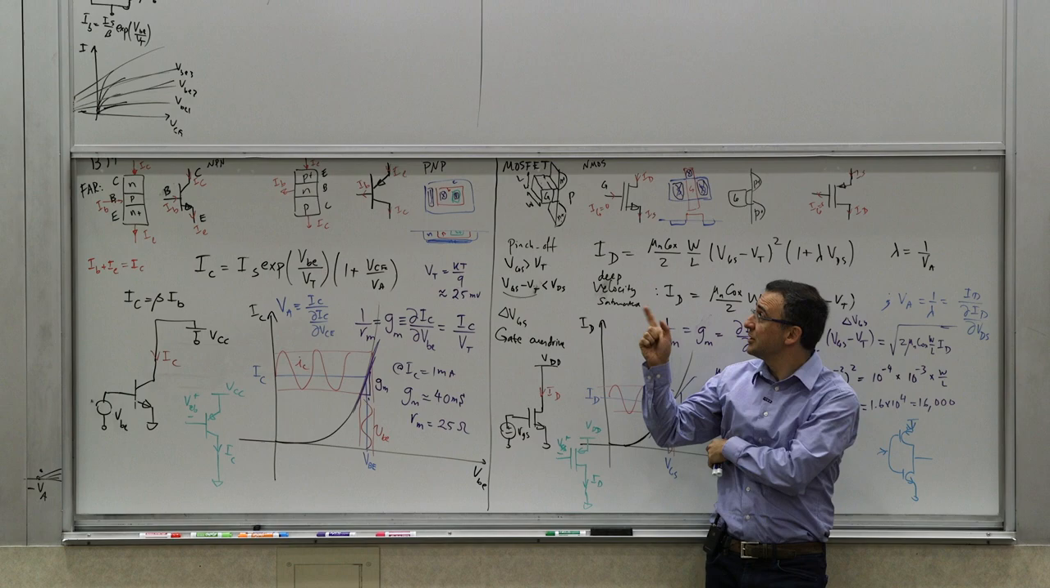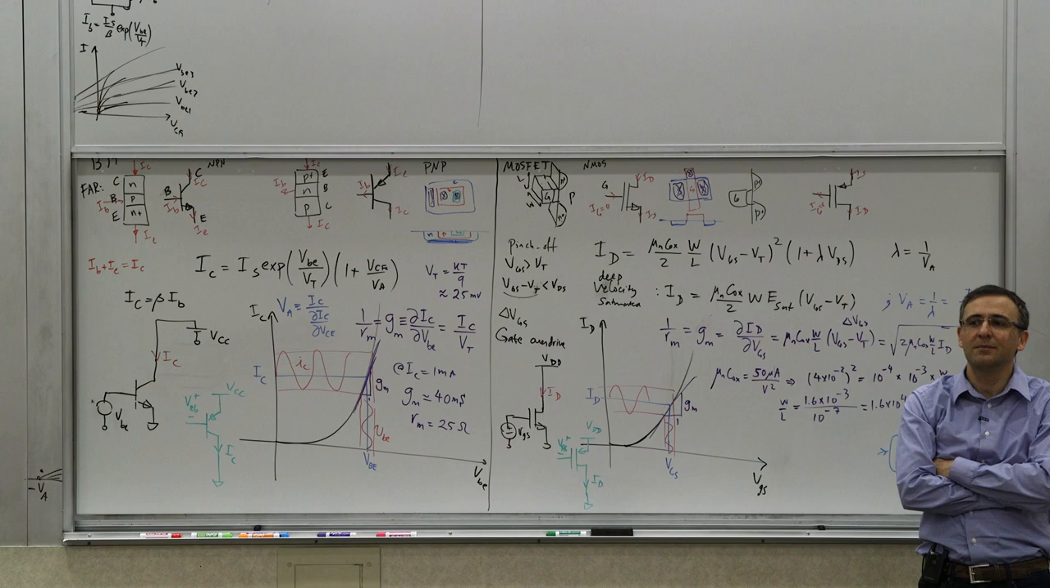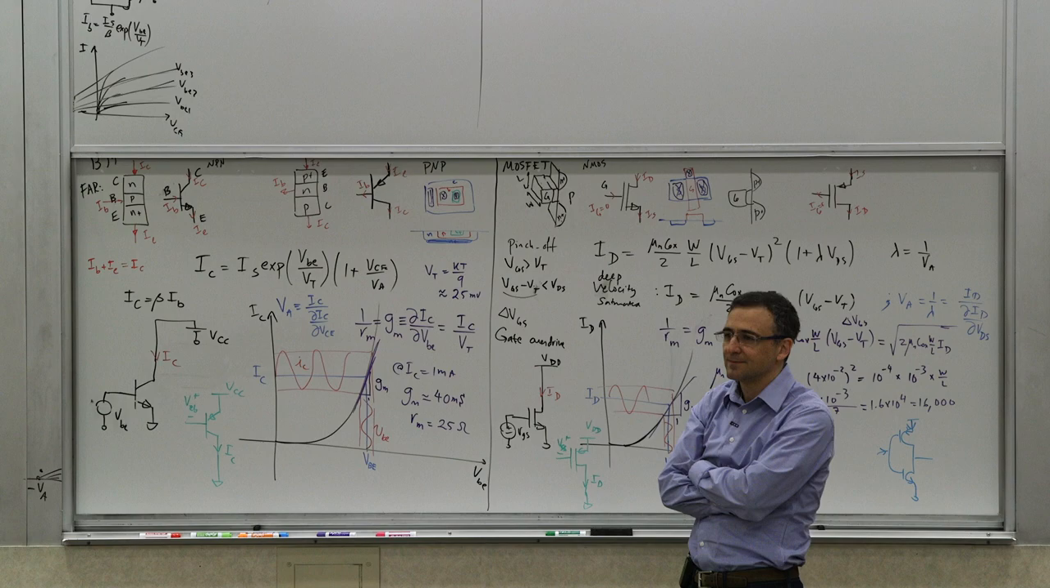Here's your hint. Look at the way they are built. What determines the VA in a bipolar? Yes. I was going to say that in the MOSFET, you have variable channel width. Right, exactly. That's correct.